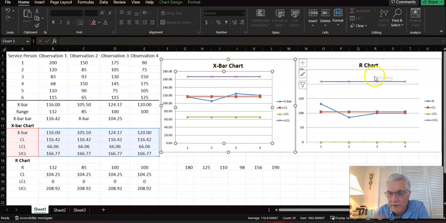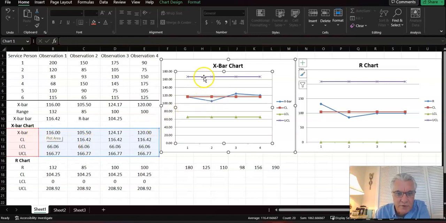Just like if you come over here to the R chart, the mean is the average range because you're plotting the actual range data points. But back to this one, I just wanted to show you that based on the chart title, what you're plotting shows you what the mean is.